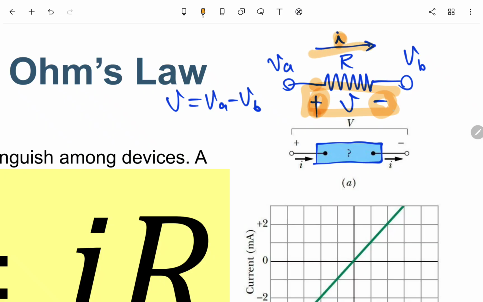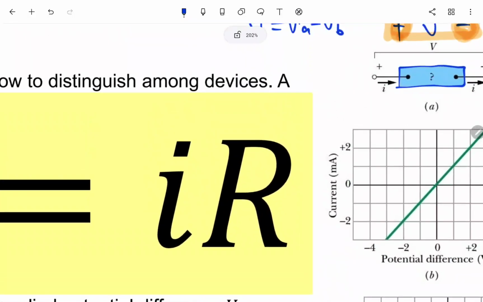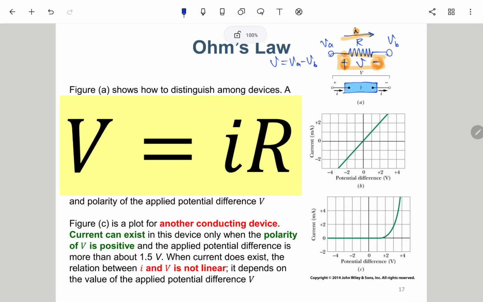This direction and the polarity here should match each other. Don't try to mix it up. Otherwise, you will have a negative side, and then further calculation won't be correct. So this is really the only important point to apply V equals IR, the Ohm's law here.